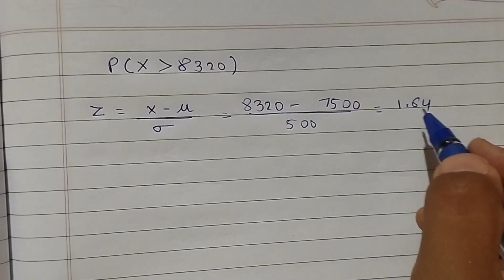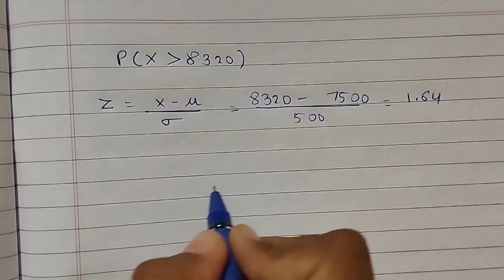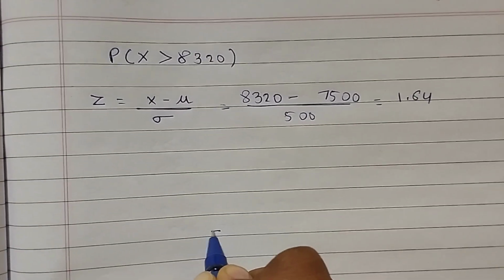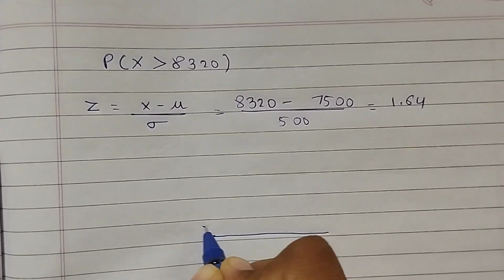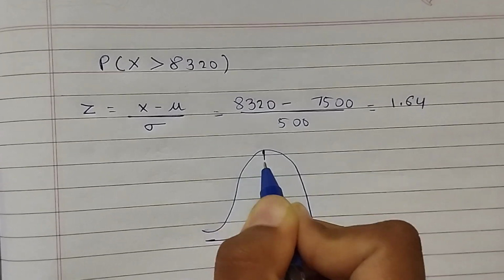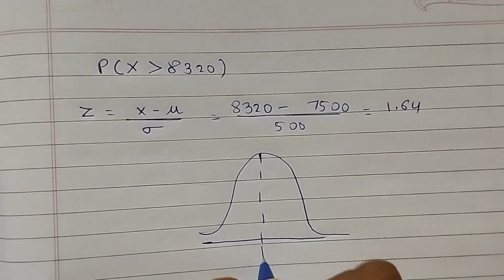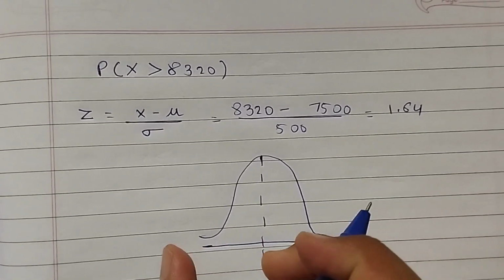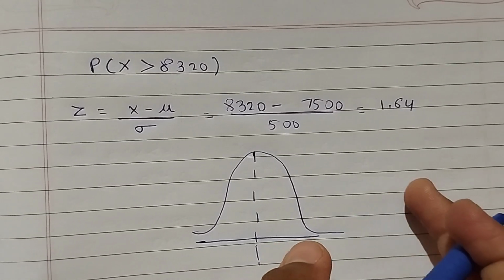Now here positive 1.64 comes. So first we draw the curve. So this is our curve which is divided by the midpoint. So each part, the left side and the right side, is 0.5.